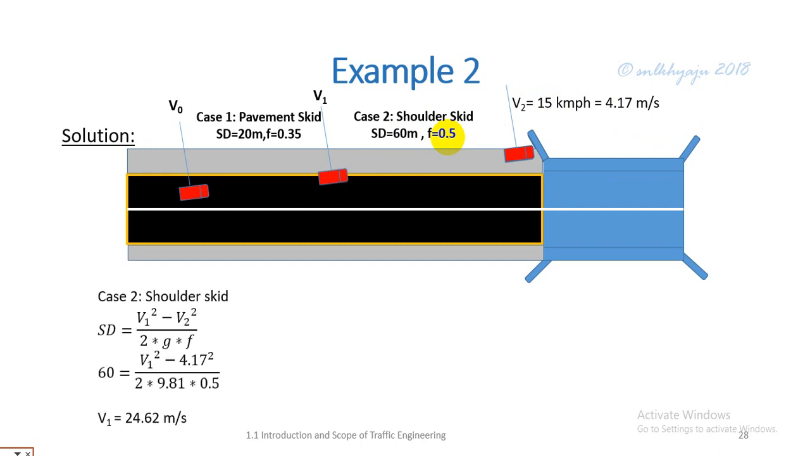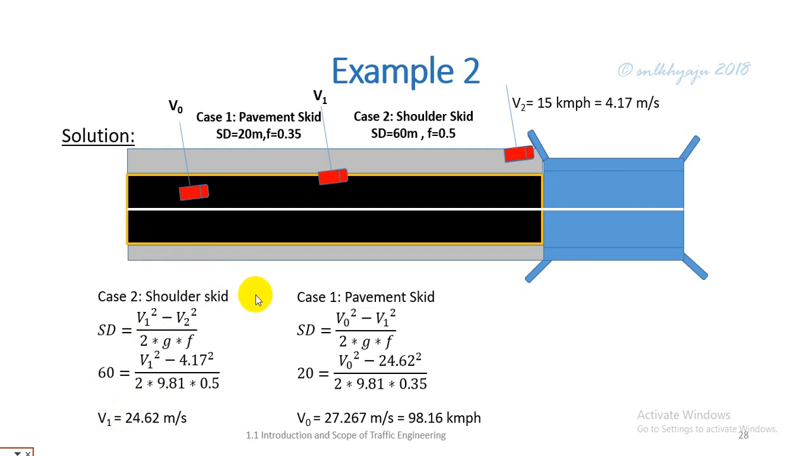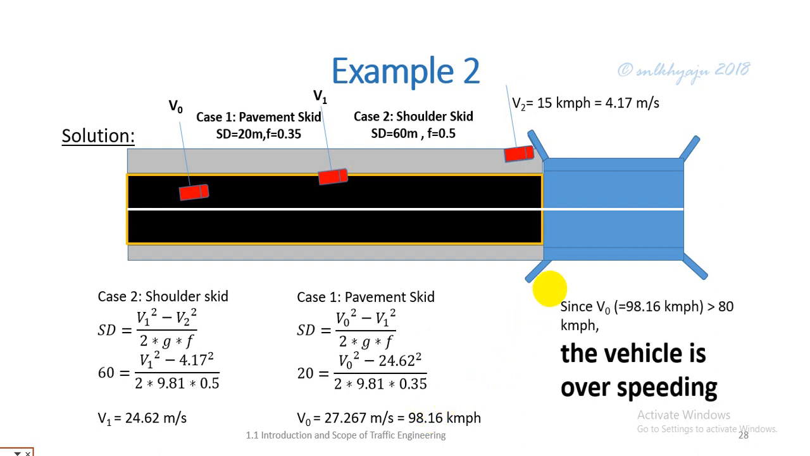For the solution of these cases, we start from case 2. For case 2, skid distance equals (v1 square minus v2 square) by twice g f, and calculating this equation we can calculate the velocity. v1 equals 24.62 meter per second, and for the first case, applying the same equation, the initial velocity v0 is calculated as 27.267 meter per second, which equals 98.16 km/h. Since v0 is greater than 80 km/h, the vehicle is overspeeding.